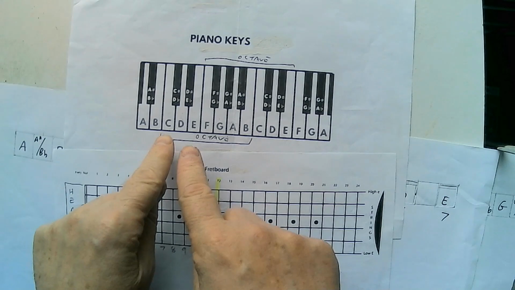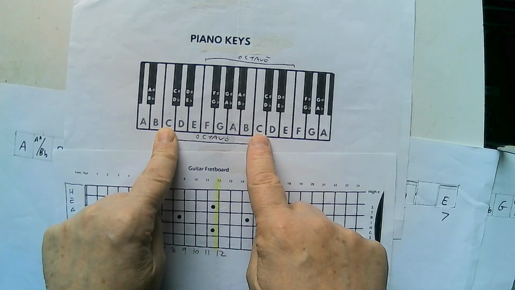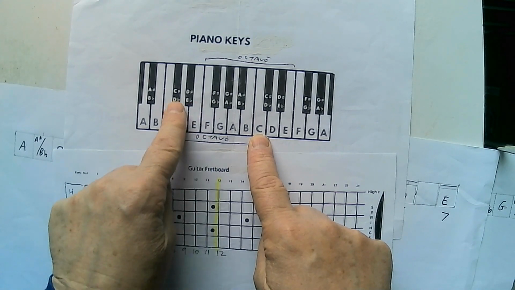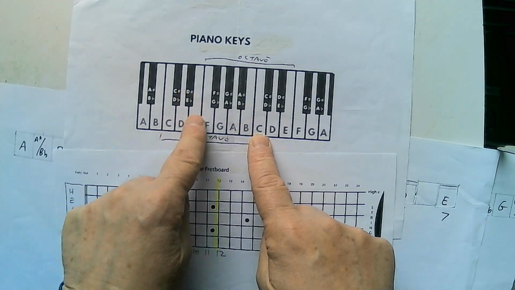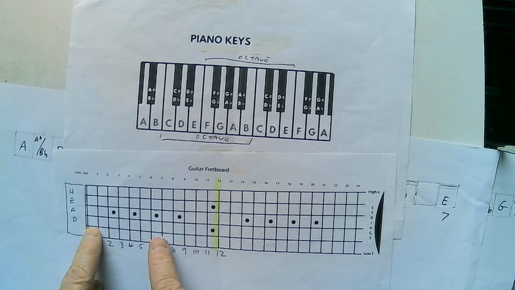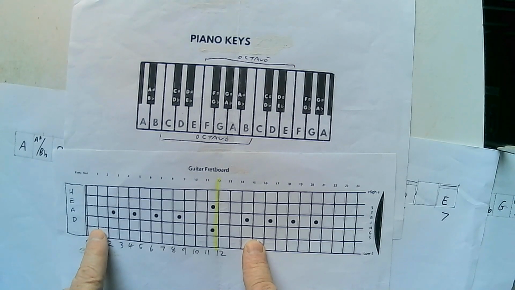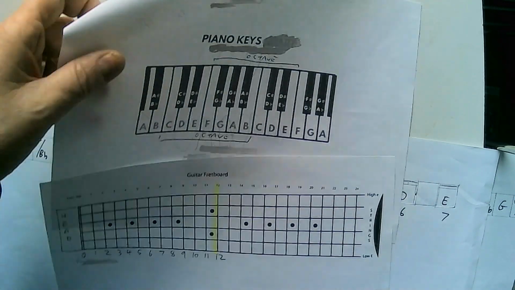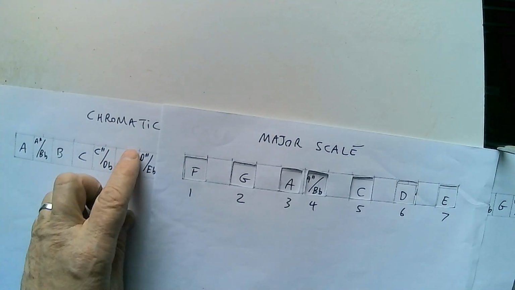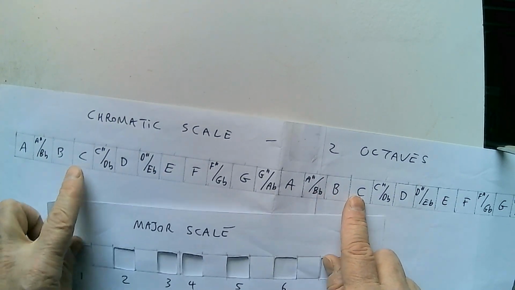When you look at an instrument like a piano, if you pick any key and find that same key further up the keyboard and you count all the notes in between, there's actually 12. Same on a guitar, if you pick any starting point and move up the fretboard, when you go 12 frets further up, you'll come to that same note. That sequence of 12 notes is called a chromatic scale.